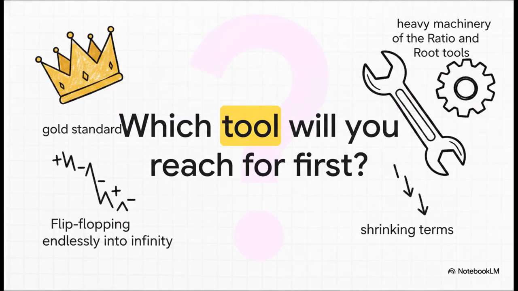We have definitely covered a lot of ground today, from the VIP status of absolute convergence to the super clever shortcut of the alternating series test, all the way to the heavy machinery of the ratio and root tools. So, I want to leave you with this final thought. The next time you're faced with a totally new, highly complex alternating series that's flip-flopping endlessly into infinity, which tool are you going to reach for first? Are you going to test for the gold standard right out of the gate? Or maybe immediately check for those shrinking terms? The mystery is yours to solve.